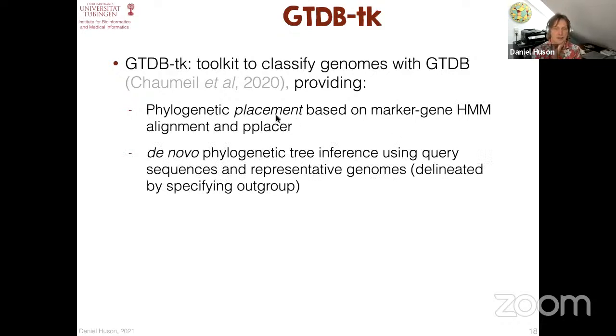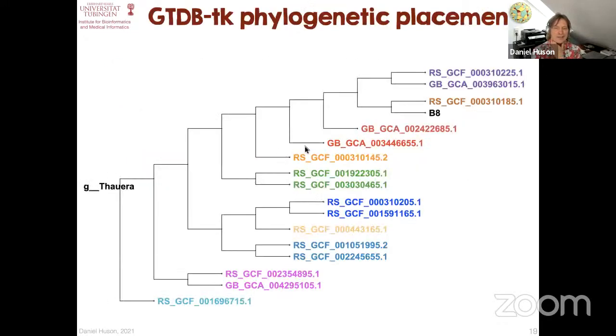So you can do phylogenetic placement of your query genomes, but it also provides a tool for doing de novo phylogenetic tree inference, where it throws your genome into an analysis with representative genomes. Okay, and so this is what the output of such an analysis looks like.